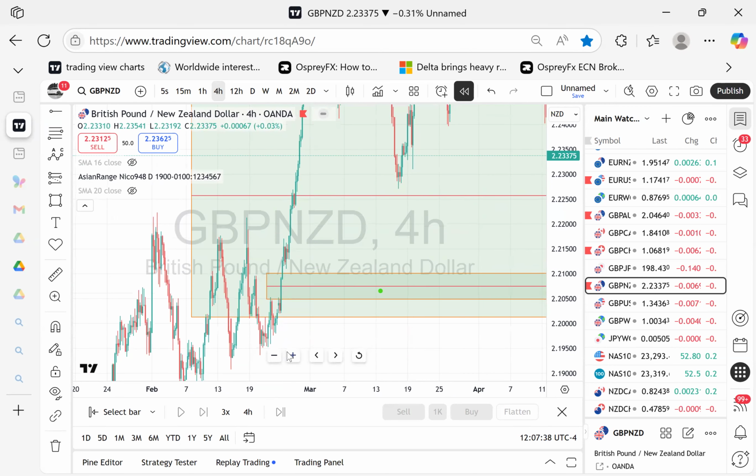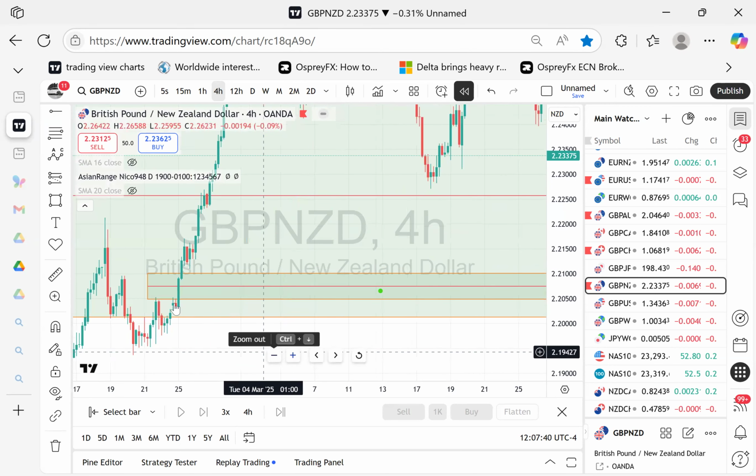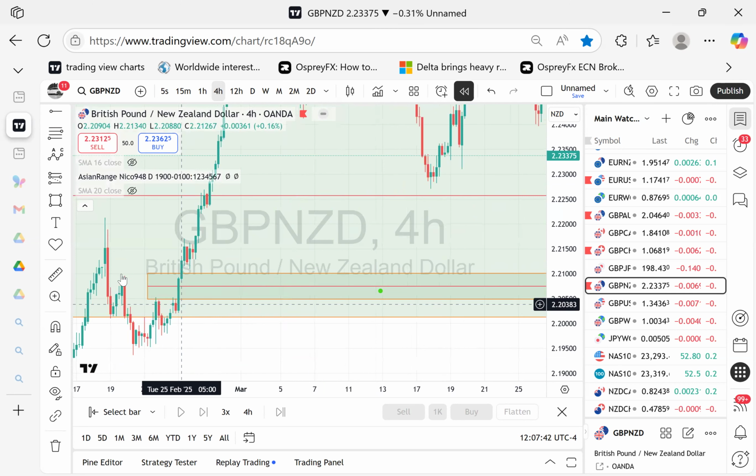Why? Because there's an order block. We broke structure, and there's an imbalance. Everybody should know this by now because I've been saying it 1,000 times. There's an order block, the imbalance, and we broke structure. Price has to come back here.